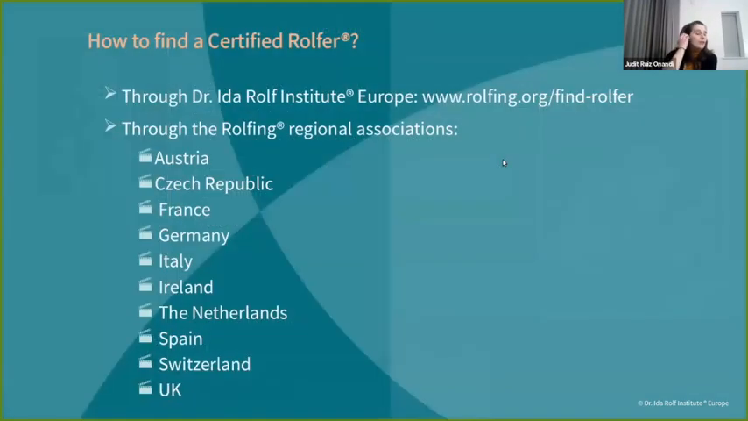If you didn't go to a Rolfing session and you are checking how am I going to find a Rolfer, you can check the Ida Rolf Institute Europe website. And in the tab Find Rolfer, there's a list of certified Rolfers in Europe. Or you can contact the Rolfing regional associations. This is all of them, of course, in Europe; in America and in Asia, there are also associations.